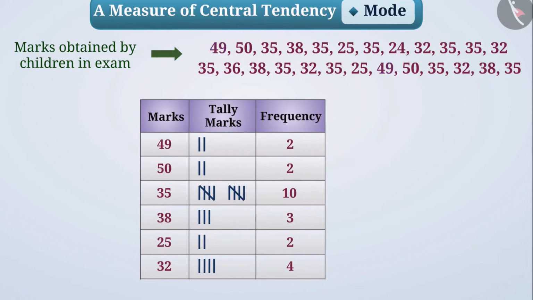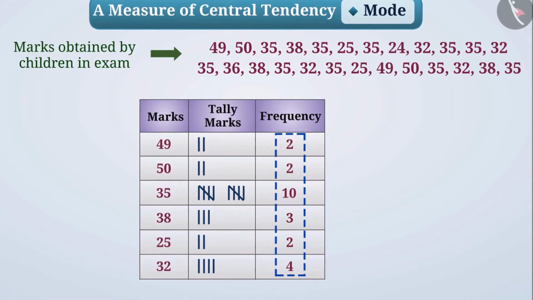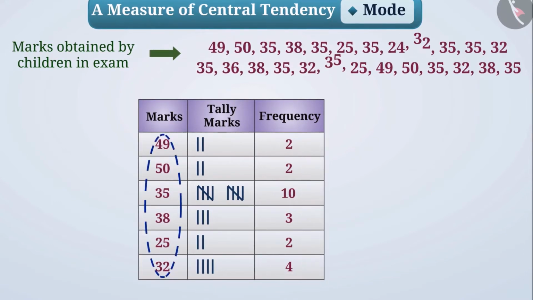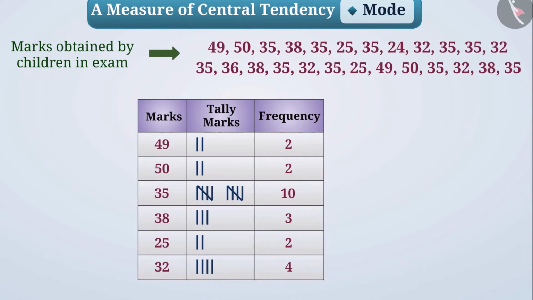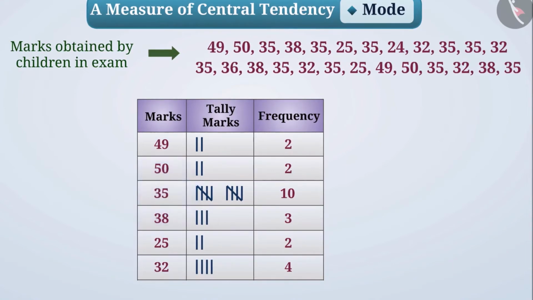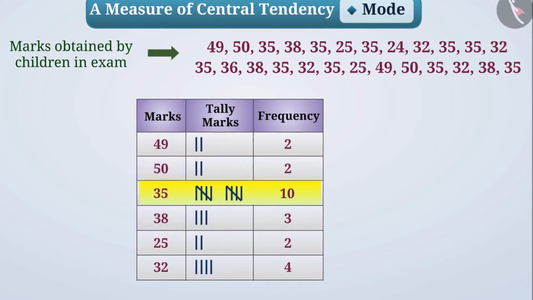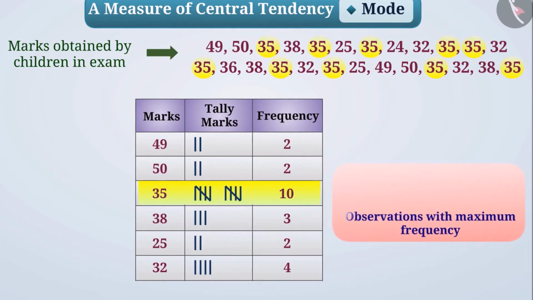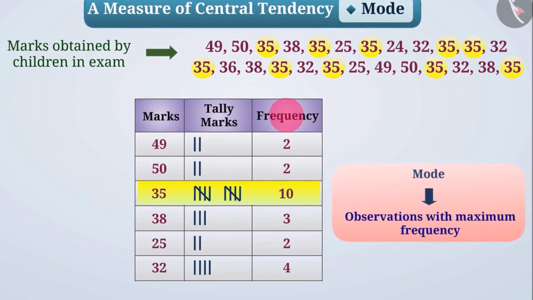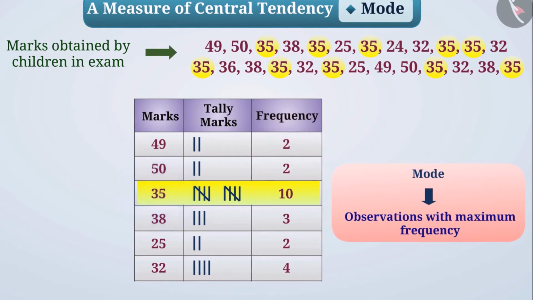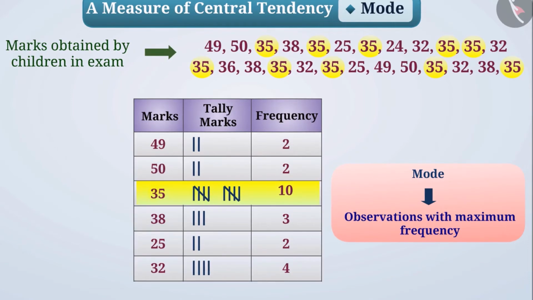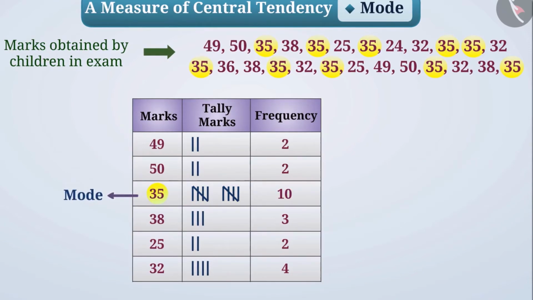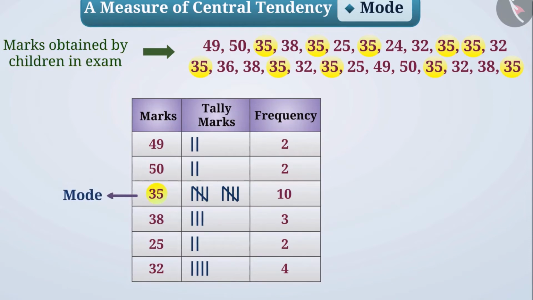Absolutely right. The frequency of an observation tells us how many times the observation has occurred in all the observations. So, the observation that has the highest frequency will be the most frequent in the observation group, that is, the most prevalent. Therefore, the observation with maximum frequency can be called the mode. As here, 35 has come at most, 10 times, so it is the mode. Here, mode 35 tells us that the maximum number of children have scored 35 marks.